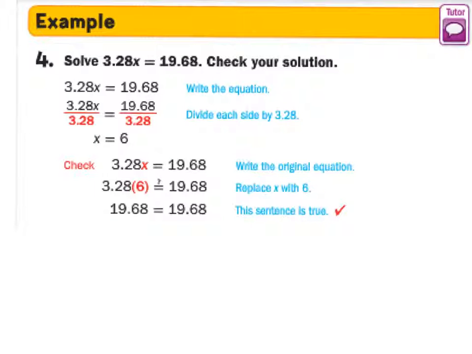So let's try another one. This one just involves decimals, but we're going to apply the same practice. We have 3.28x equals 19.68. And so we need to get this 3.28 off of the x. So it's attached with multiplication, so we need to use the inverse or the reverse. So we're going to divide by 3.28 on the left, and then we'll have to also divide by 3.28 on the right. And so if you do the long division, you'll find out that it goes in there 6 times evenly. And then we could check our answer by taking the 3.28 times the 6, and in fact we do get 19.68, so it's a true statement.